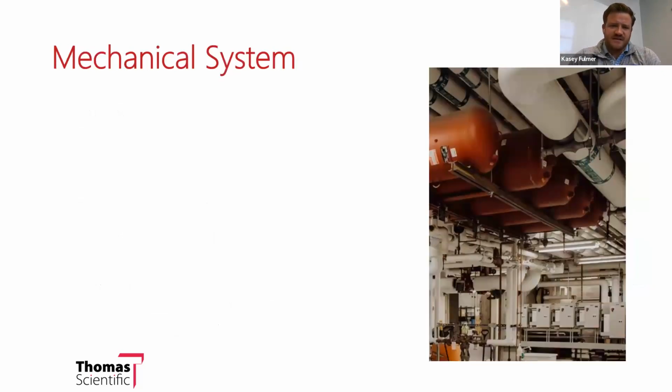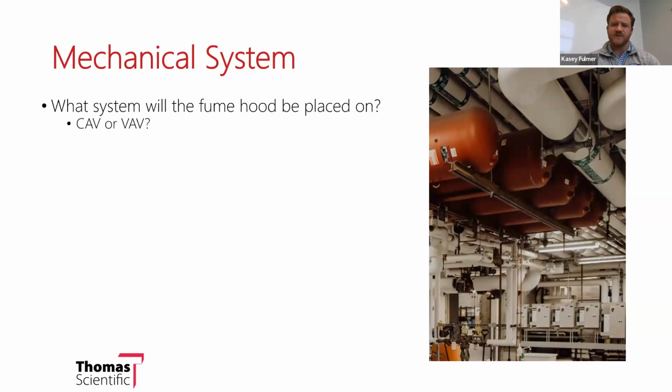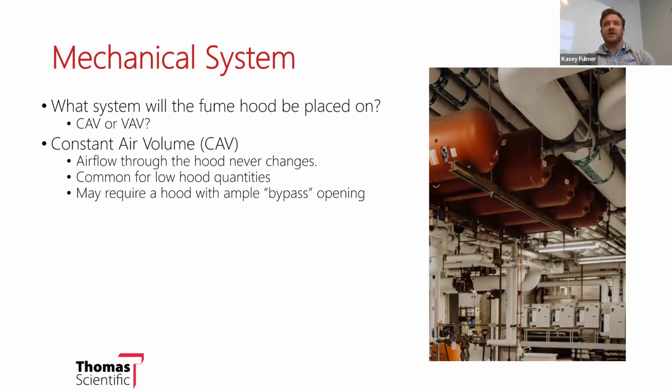The next thing to discuss is the mechanical system that is going on. There's a few kinds of mechanical systems, but the most common type of mechanical system that fume hoods are placed on are either CAV or VAV. So CAV stands for constant air volume. So the airflow through the hood never changes. No matter where you have your sash position, your airflow, your volumetric rate remains constant. Aha, see, that's where the name comes from.